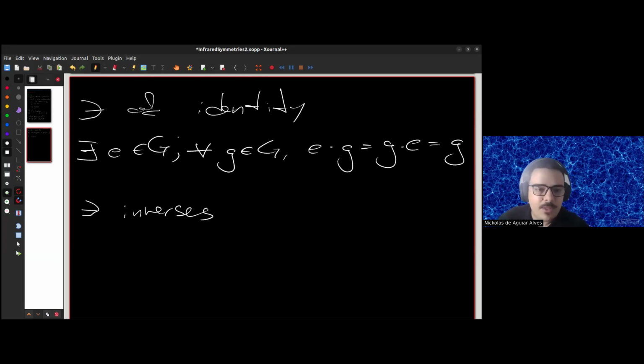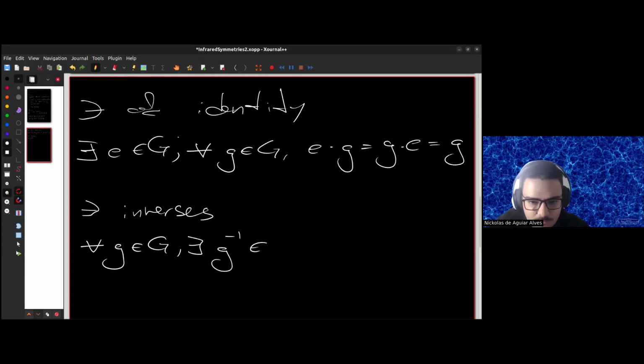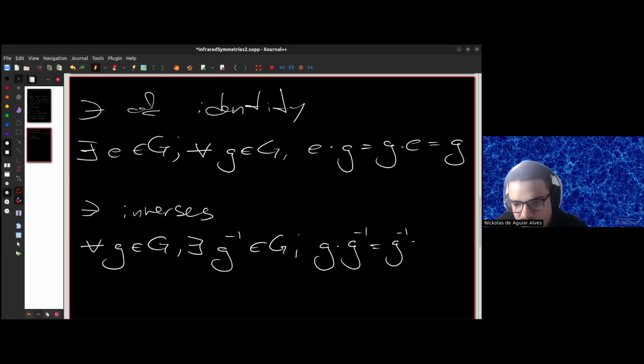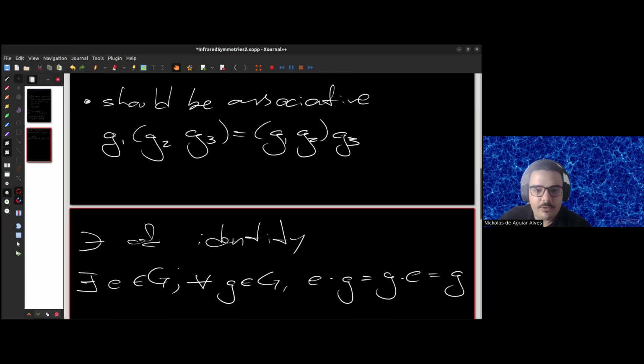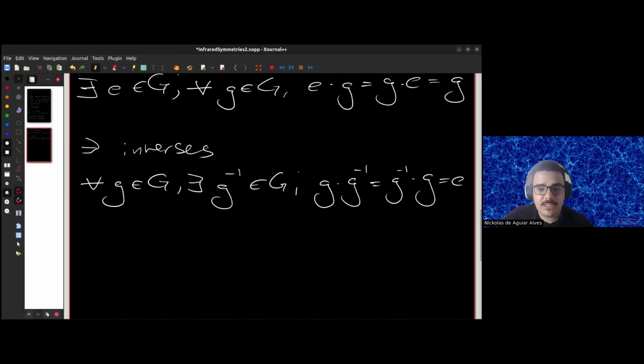And mathematically, we say that by saying that for every G in big G, there is a G inverse in big G, such that G times G inverse equals G inverse times G, which equals the identity. So you can always invert a group element. And these are the basic axioms for a group. These are the basic ideas for what a group is.